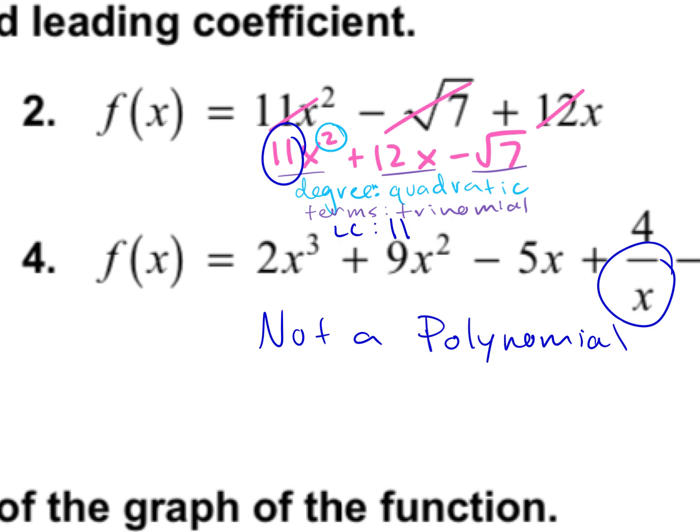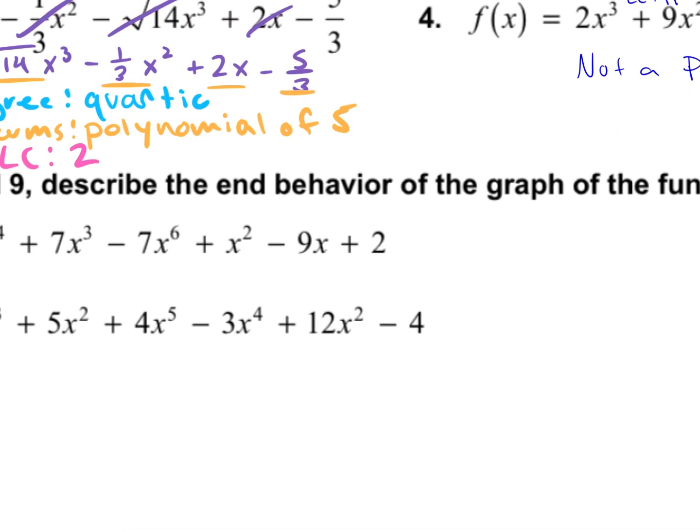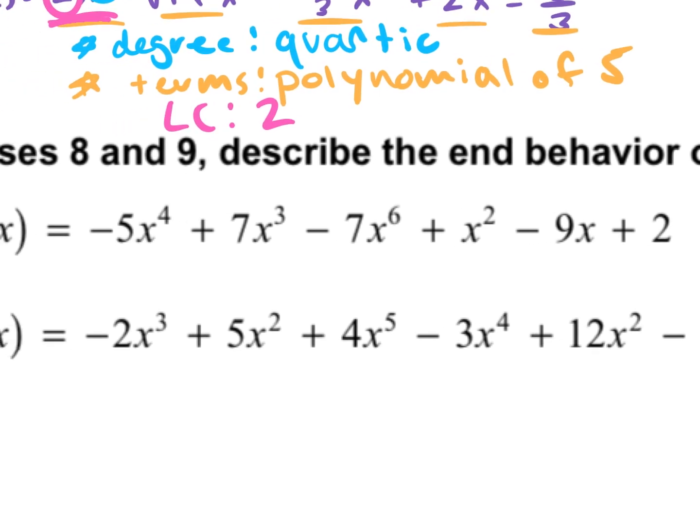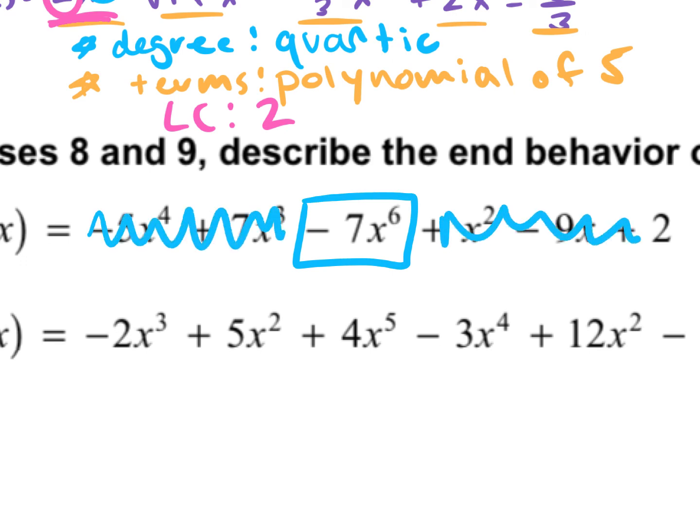All right, let's look at the bottom part. So here we're going to describe the end behavior of the graph. We always have to look at our highest degree term, and that'll tell us. So which term do we look at for number 8? Negative 7x to the 6th power. Everything else does not matter. We are only looking at that one term.